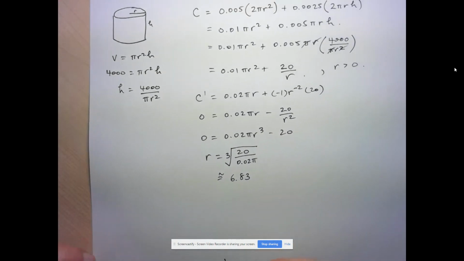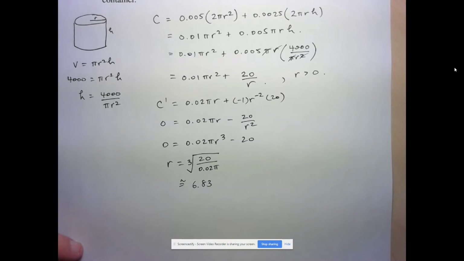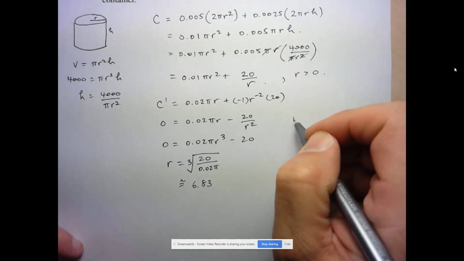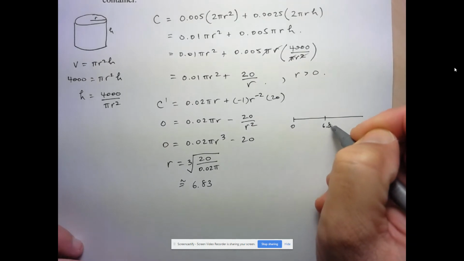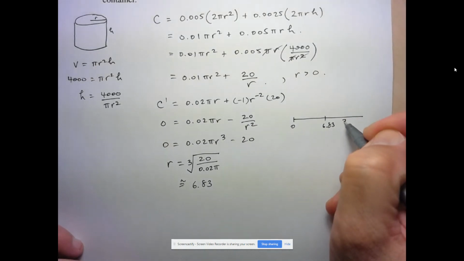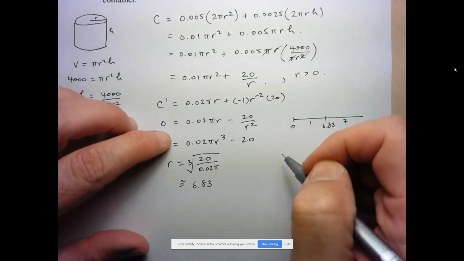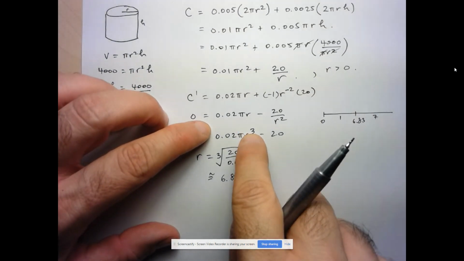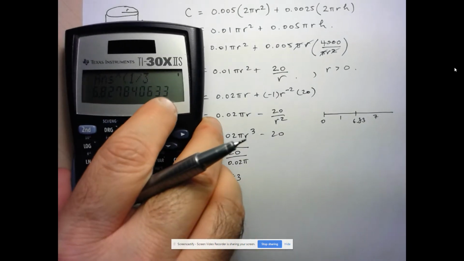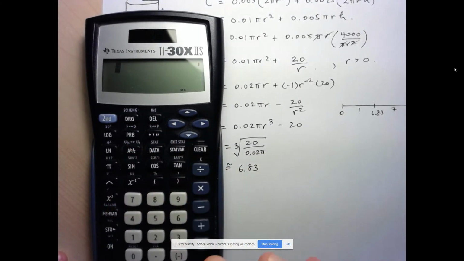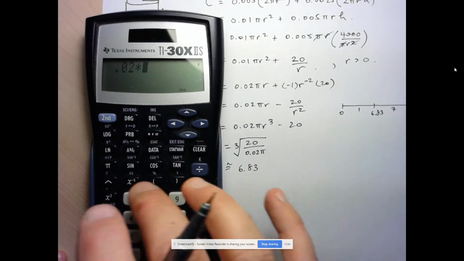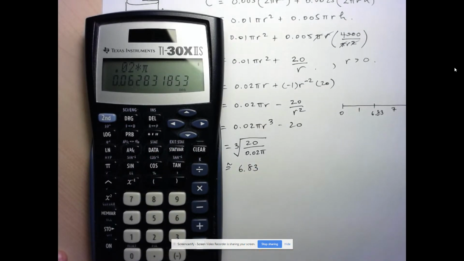But of course, as I said, we need to test that this is indeed giving us a minimum value. So I'm going to test my derivative. So remember, r has to be greater than 0, so 6.83. So let's pick 7, and I'll pick 1, and I'll stick it into this version of the derivative. All right, so let's put in 1. So we have 0.02 times pi times 1. All right, and then we're subtracting 20.